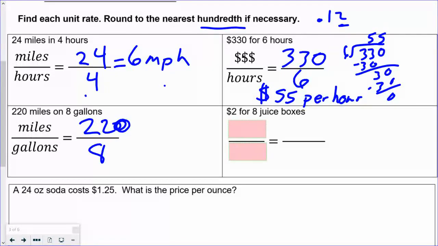All right, so now let's do our division. 220 with an 8. 8 doesn't go into 2, but it goes into 20 twice. Minus 16.